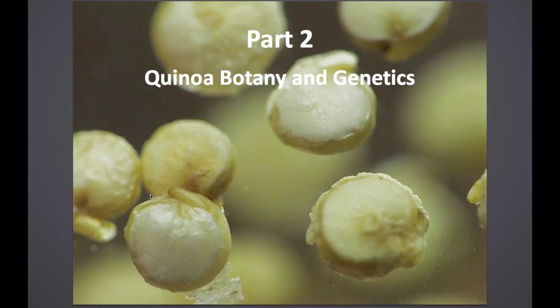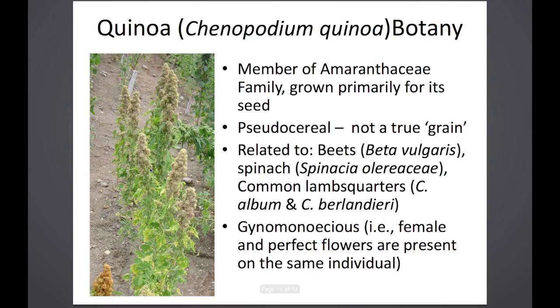Okay, so moving on to part 2, quinoa botany and genetics. Quinoa, Chenopodium quinoa, is a member of the Amaranthaceae family, and it's grown primarily for its seed, but many people do also eat the leaves. We actually thin quinoa every year in our breeding program quite a bit, so we always have quinoa leaves to eat, and they're quite good.